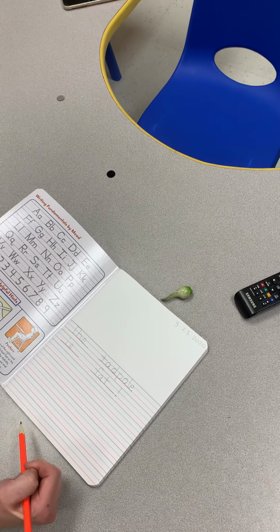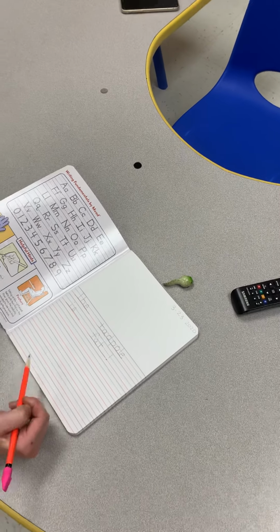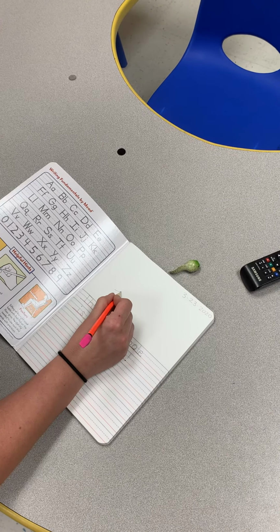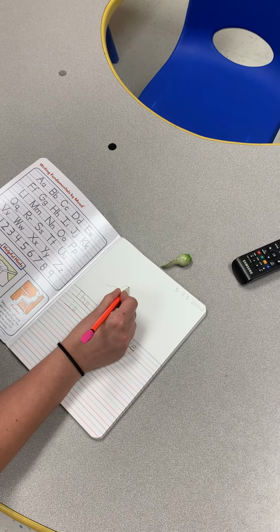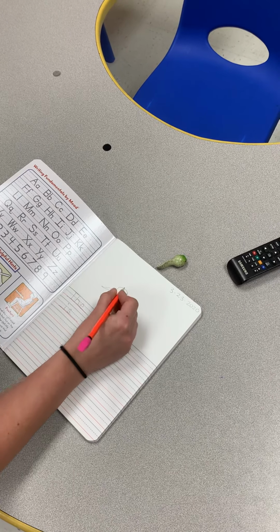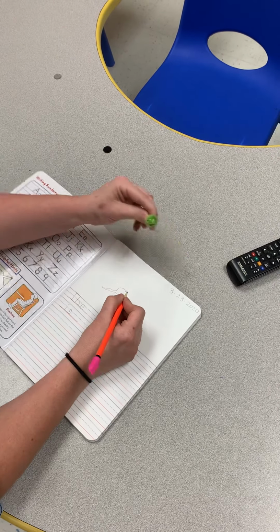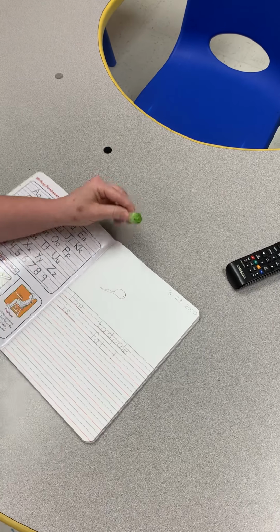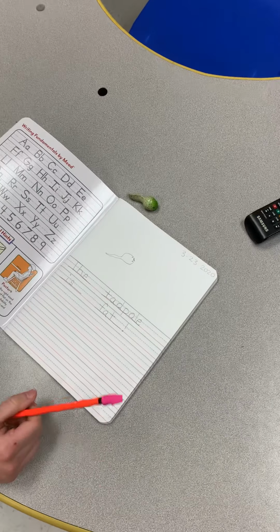Very good. Now, Miss Lakin, can you draw me a picture of the tadpole that you were just looking at? Awesome job. Great job.